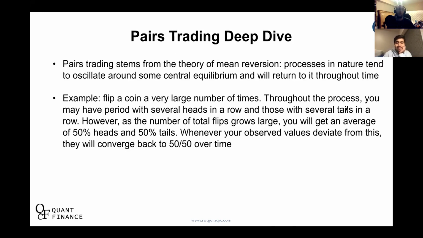So let me give you guys a quick deep dive into pairs trading. What is pairs trading? Why does it work? How does it work, etc.? The idea of pairs trading stems from a theory called mean reversion. Mean reversion simply posits that processes in nature tend to oscillate around some kind of equilibrium, and throughout time, they'll return to this equilibrium.